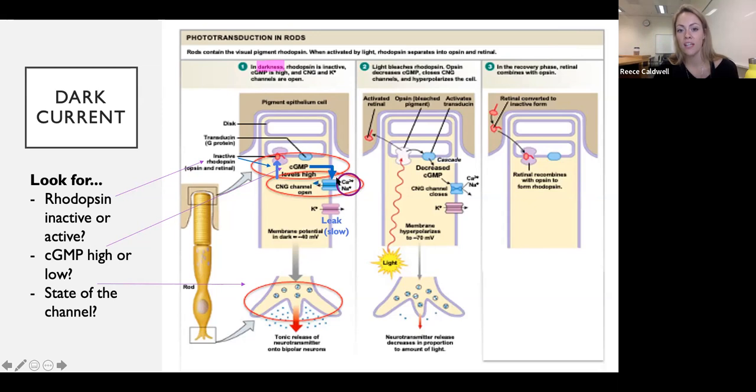And when this happens, the cell will become more positive. So when calcium and sodium flow into the cell and it becomes more positive, this will cause the cell to do what? This will cause the cell to depolarize. So the depolarization is going to cause our receptor potential.